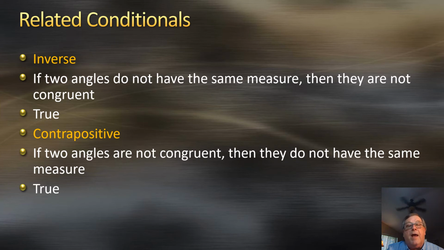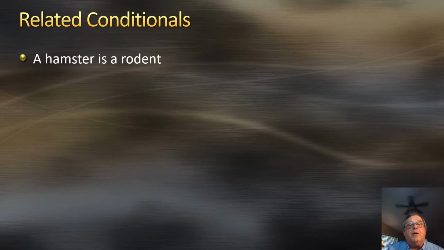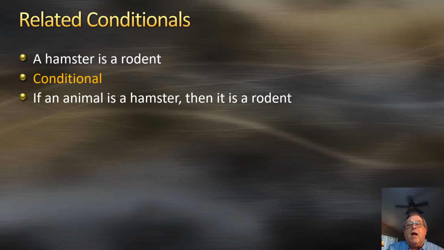Let's look at one where we may have it mixed up just a little bit. So here we're given a statement that a hamster is a rodent. Now, again, this is not in conditional form, so we're going to put it in conditional form, and let's say maybe this: if an animal is a hamster, then it is a rodent. Well, hamsters are rodents, so that's true.